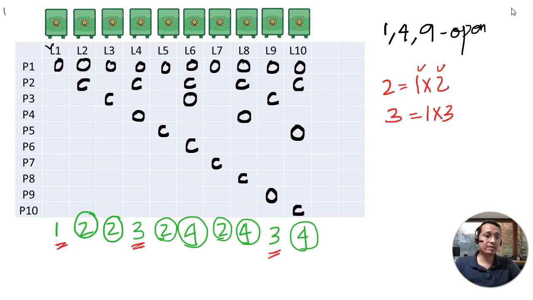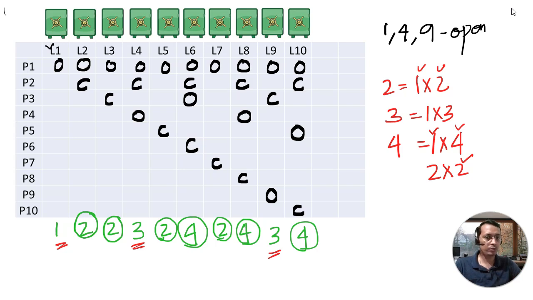Locker 4. How many factors does locker 4 have? 1 multiplied by 4 is 4. What else? 2 multiplied by 2 is 4. So now see how many factors it has? 1, 4 and 2. Only one number for 2, right? We have to consider the distinct numbers.